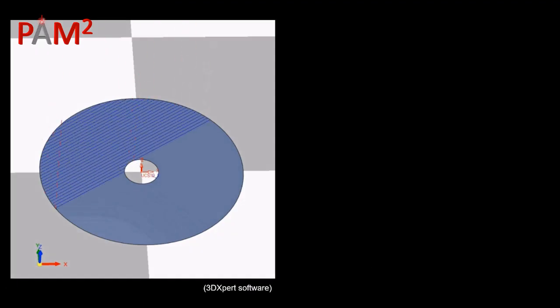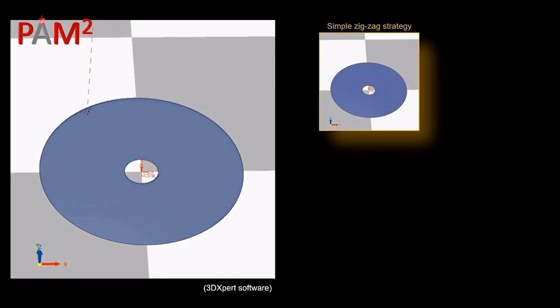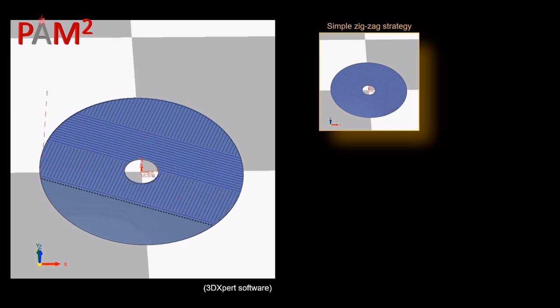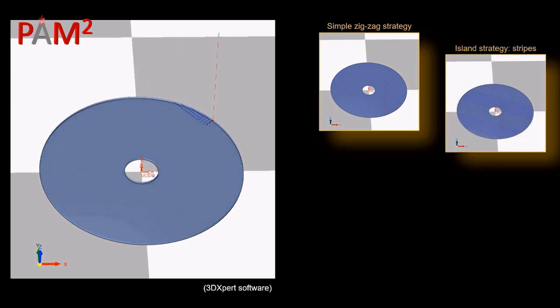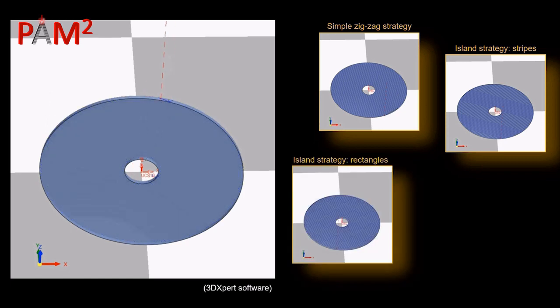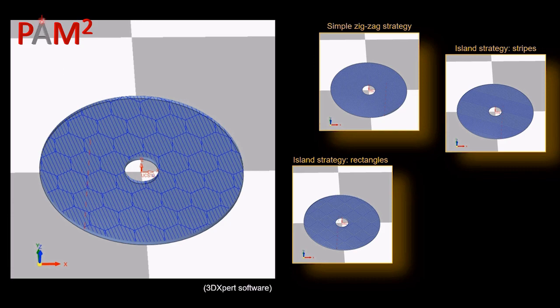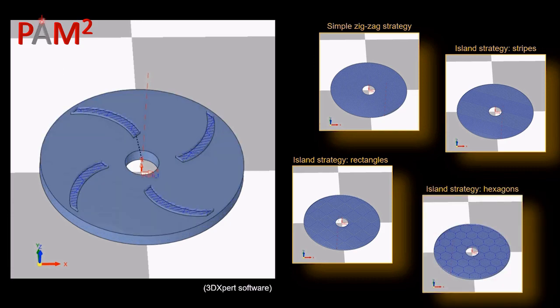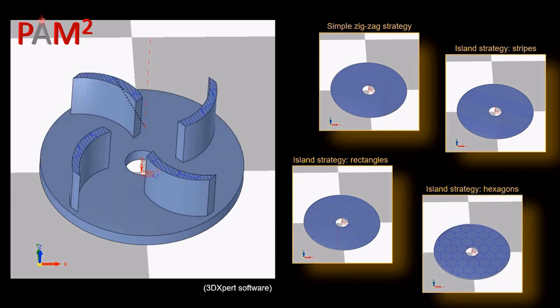In addition to this, the scanning strategy also has a lot of impact on final part quality, as it can be scanned in different ways. For example, simple zigzag lines, by strips, by rectangle, or hexagonal island, or some other strategies.